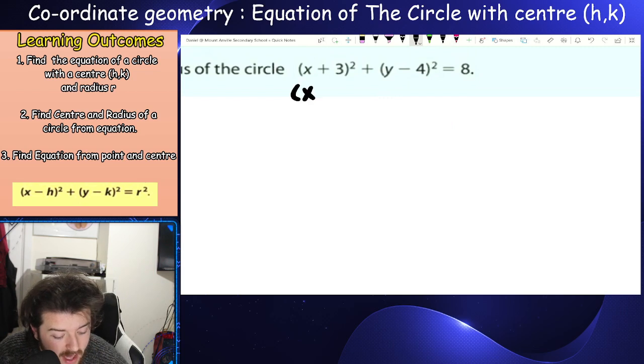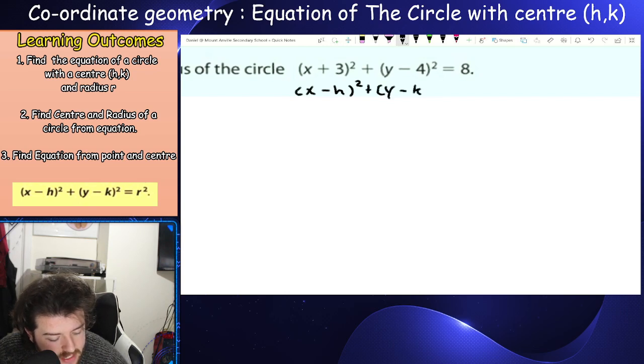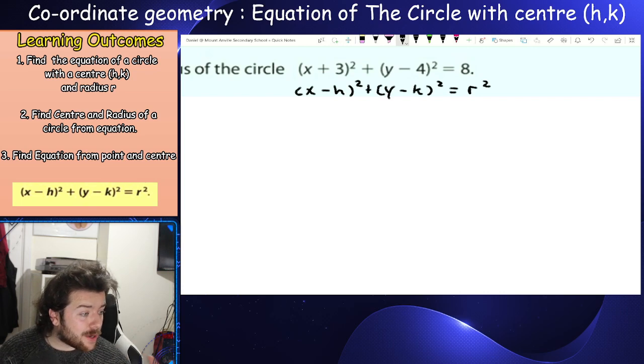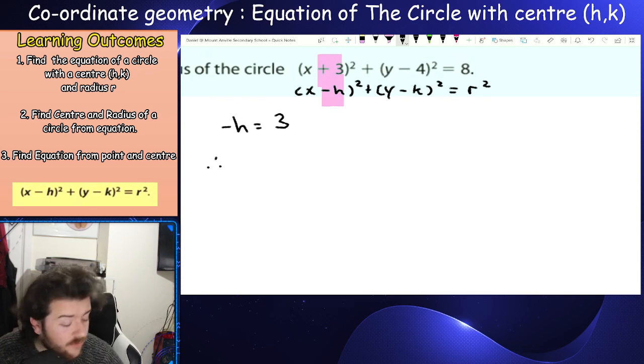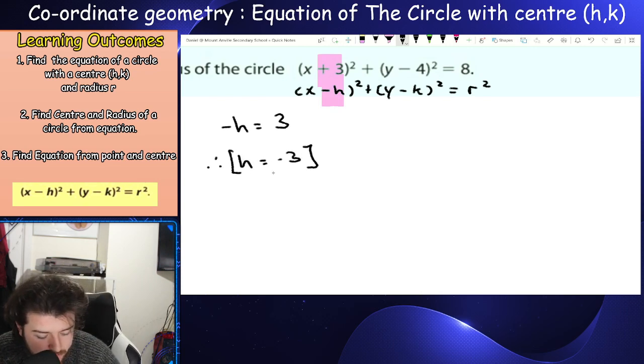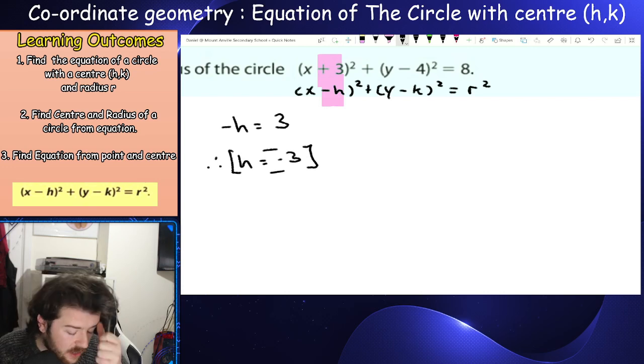So I have (x − h)² + (y − k)² = r². Now I start equating my stuff. So I have this, minus h is equal to plus 3. So minus h is equal to 3. Therefore, dividing both sides by negative 1, I have h is equal to minus 3. Right, so h is equal to minus 3.